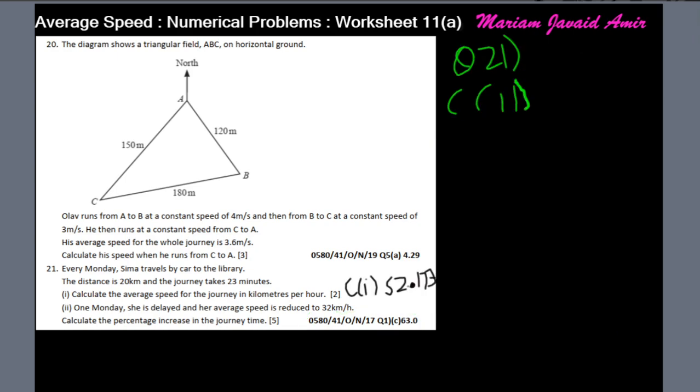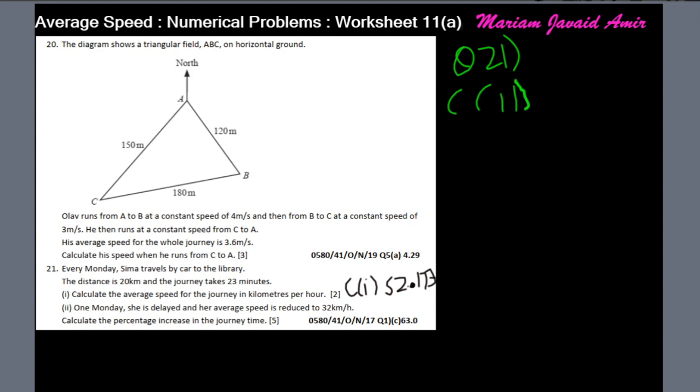Okay, part 2. It's a heavy duty question for 5 marks. It says that on Monday she is delayed and her average speed is reduced to 32 kilometers per hour. Calculate the percentage increase in the journey time.